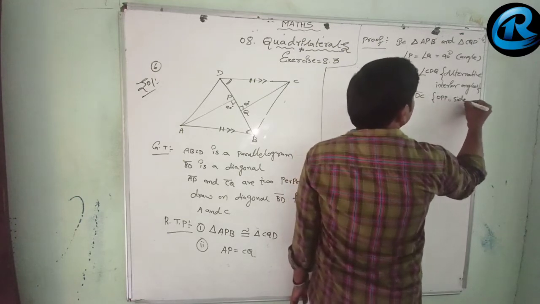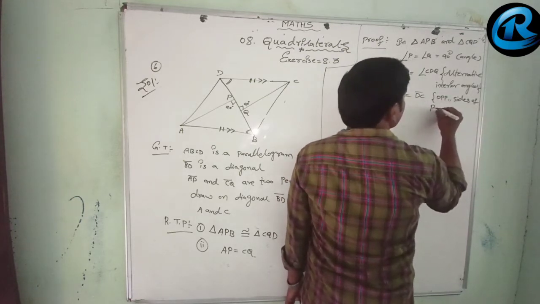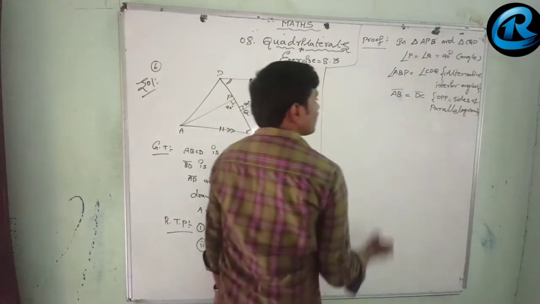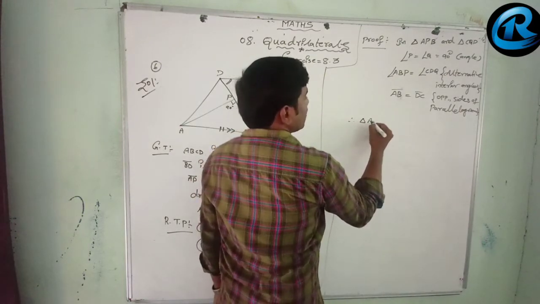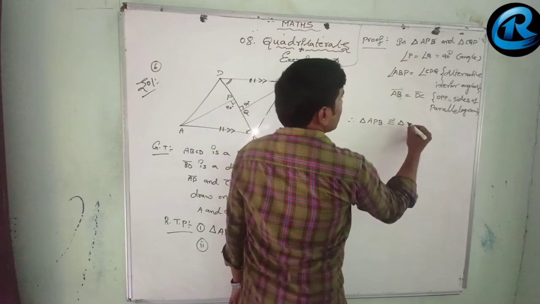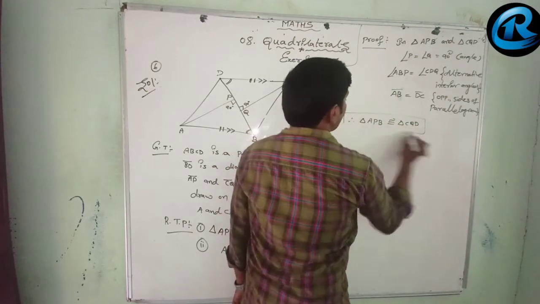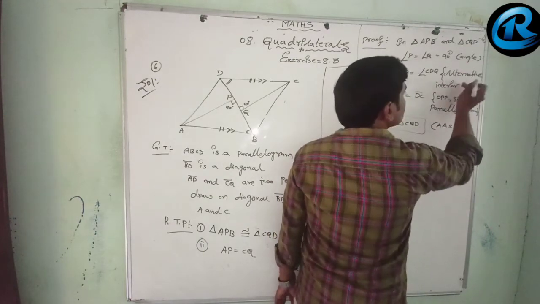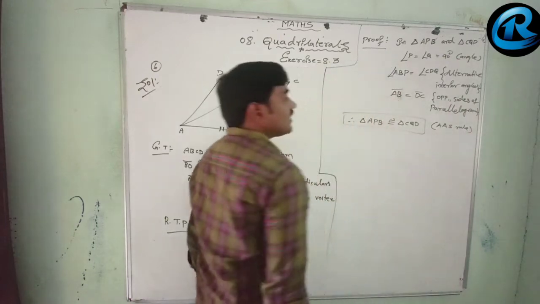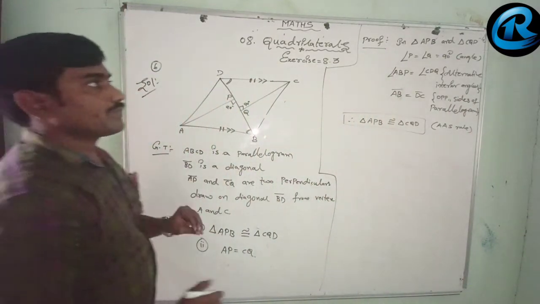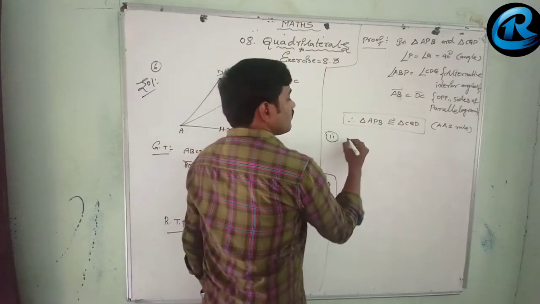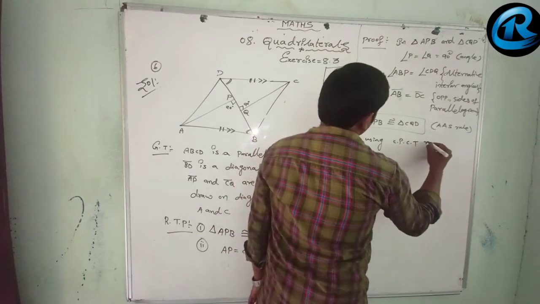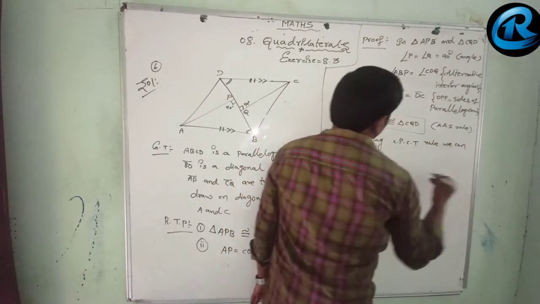Opposite sides of a parallelogram. Hence we can confirm that triangle APB is congruent to triangle CQD. By what criterion? Angle-angle-side rule. Two angles, here also alternate interior angles, and this is the side. Angle-angle-side rule, it was confirmed. Now, using CPCT rule we can write that.